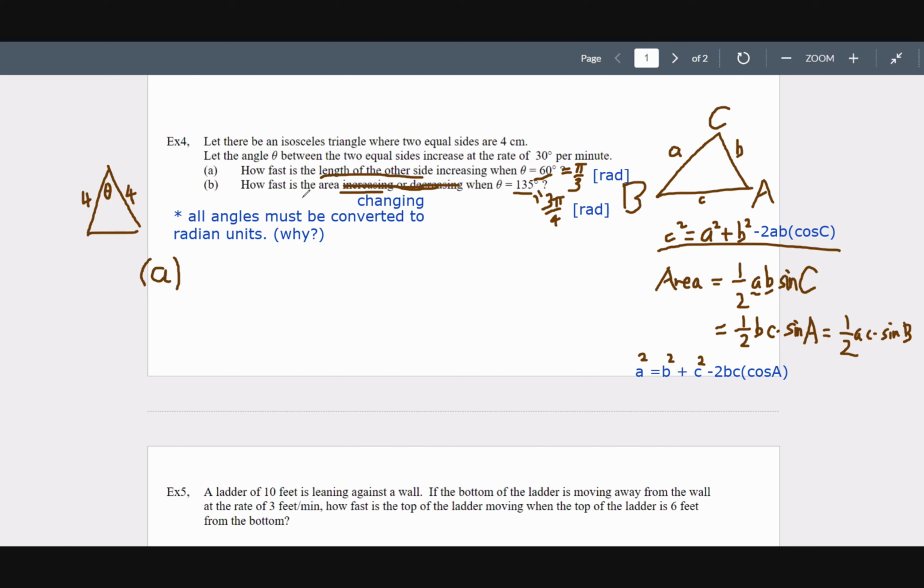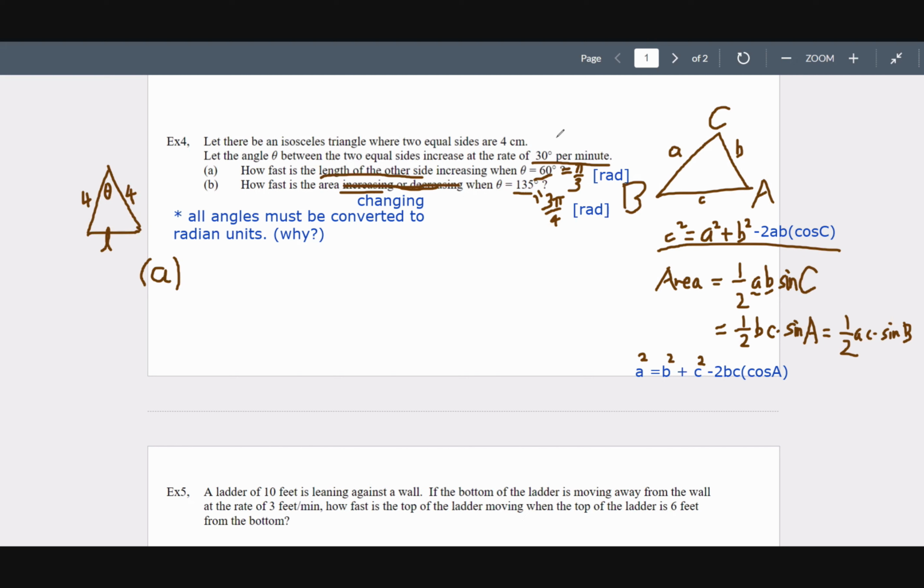So now what is the question here? How fast is the length of the other side changing? That means this side right here. This side is L. When theta is increasing at 30 degrees per minute, we want to know how fast the area is changing. When theta is changing, the area is changing, and the length L is changing as well. So part A, how fast is L changing, and part B, how fast is the area changing.